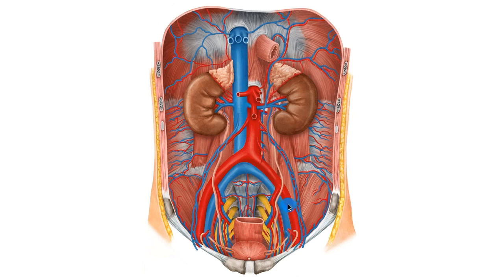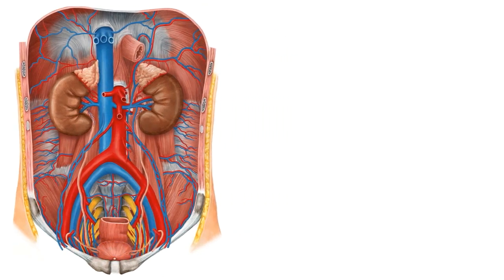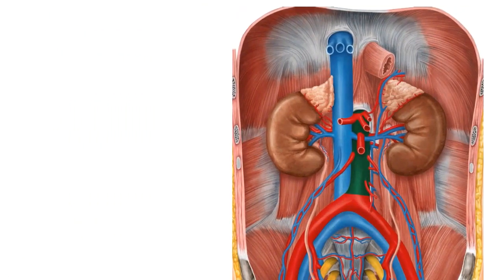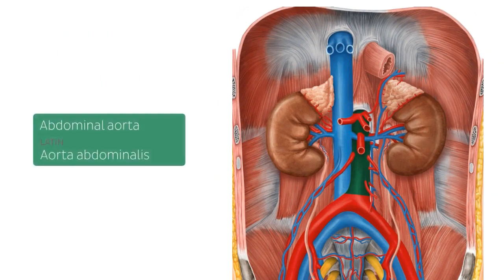And notice here that right now we're looking at a male model of the abdomen, because if you notice here, we see the rectum and here the urinary bladder. So let's start with the very first structure that you see now highlighted in green on the screen. This one is the abdominal aorta.